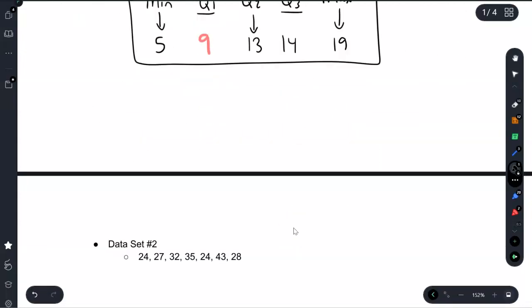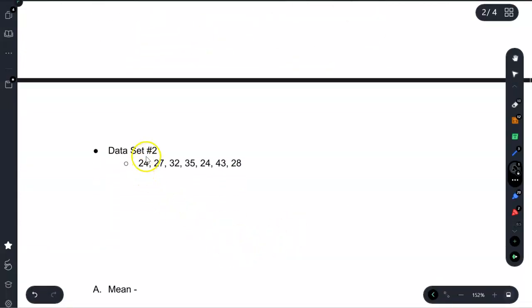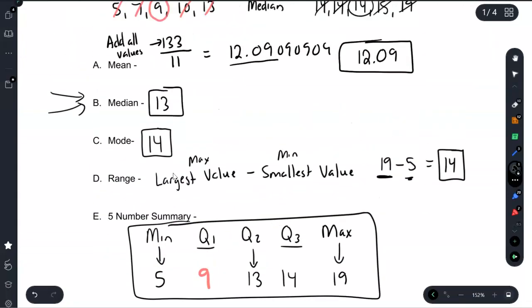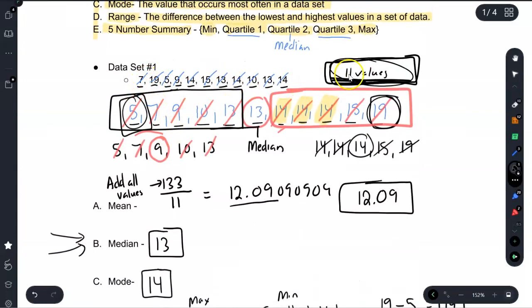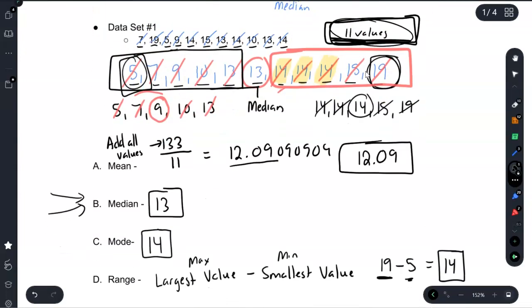Okay, so I just did data set 1. Data set 2 is very similar to data set 1. And the way I say it's very similar is if you count the values here, I have 1, 2, 3, 4, 5, 6, 7. So I have an odd number of entries in my data set. And that was very similar to my example here where I had 11 values, which was also an odd number.